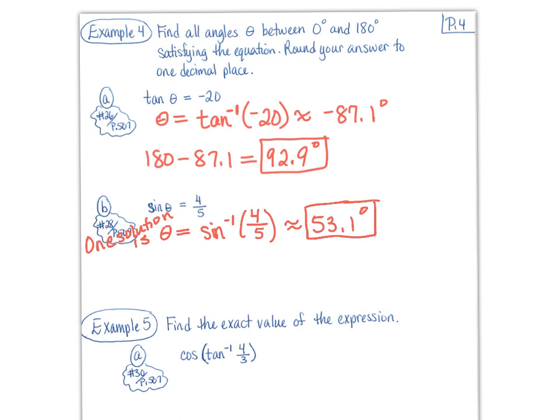Because our question says find all angles theta between 0 and 180. So can you give me another one? Yes, 180 minus 53.1. You got it. Good. So another solution is 180 degrees minus 53.1, and technically remember you should have degrees here. What do you get that's equal to? 126.9 degrees. Good.